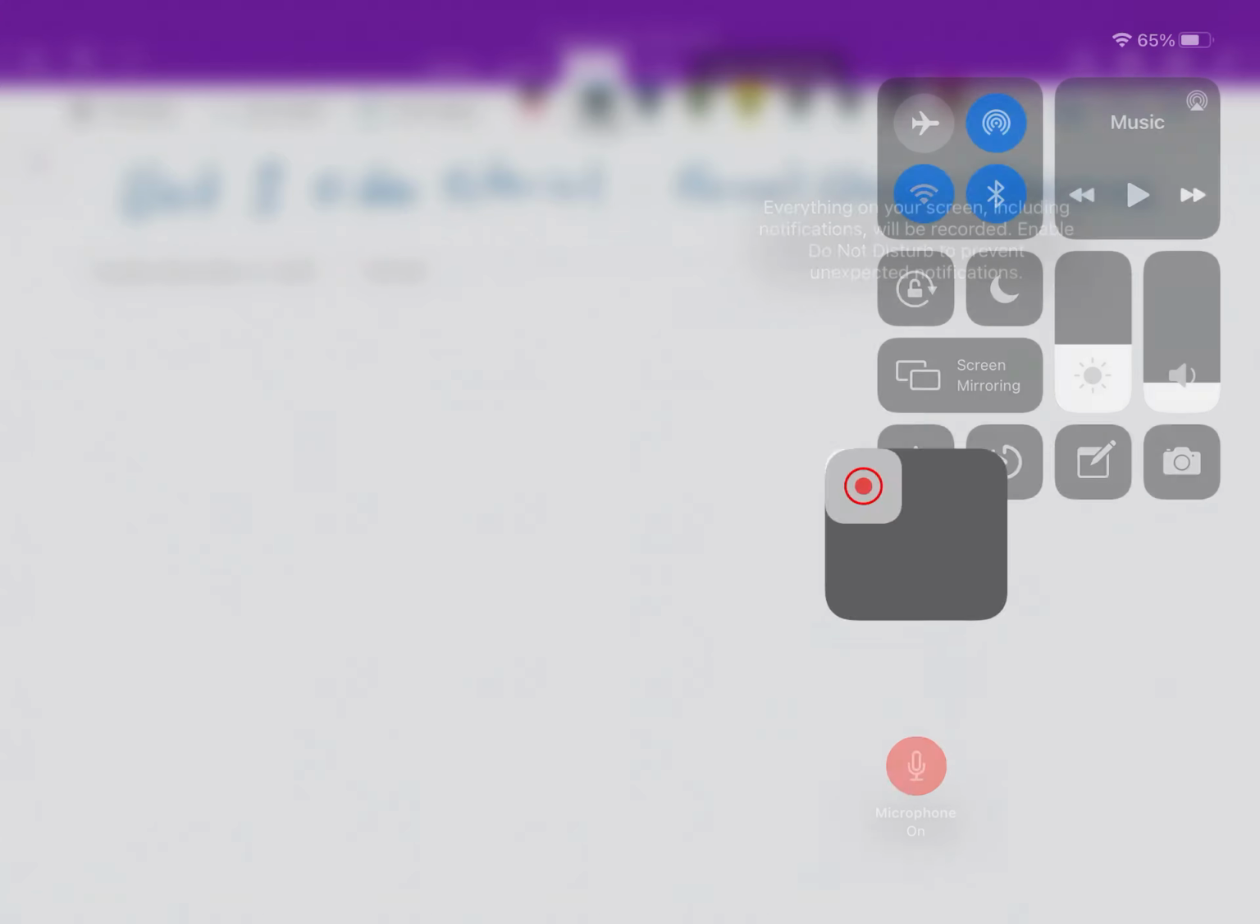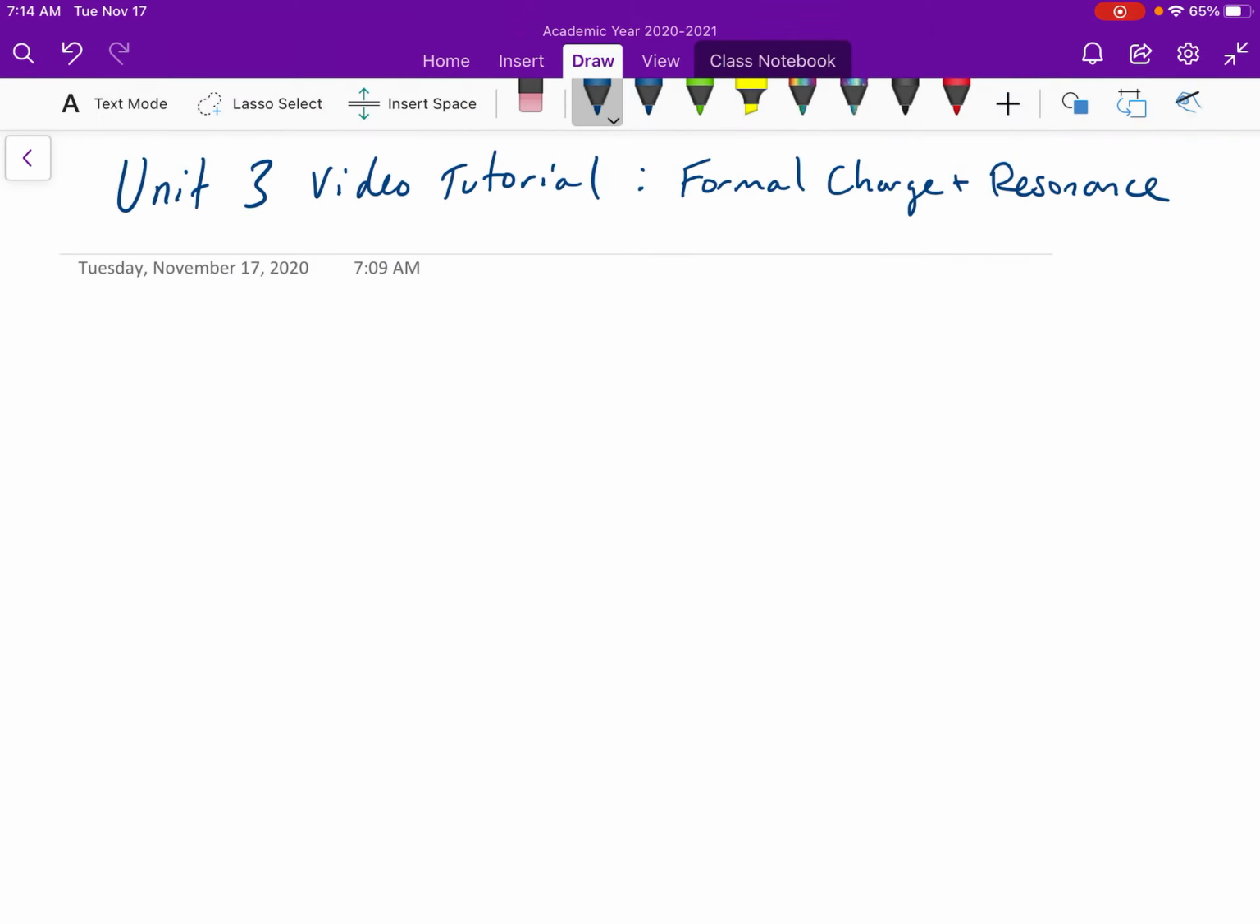Okay, everyone, this is Unit 3, the first video tutorial, and we're going to do some of the trickier Lewis structure problems and introduce the concepts of formal charge and resonance. So the first thing that we want to do is take CO2, which is, as we know, carbon dioxide, and we're going to draw this out.